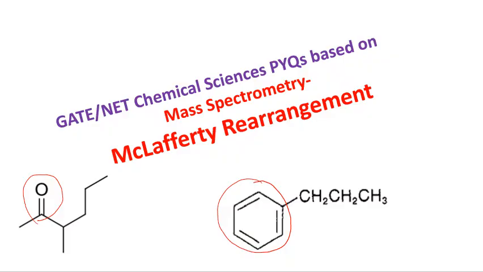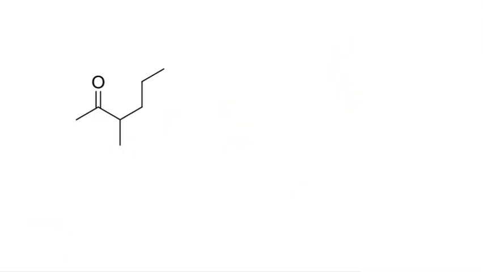So we have a carbonyl group. This is alpha, beta and this is gamma. And we have a benzene ring. We have an alpha, beta and gamma hydrogens. So the requirement for McLafferty rearrangement is the presence of either the carbonyl group or benzene ring and the presence of gamma hydrogen. Let's see a specific example.